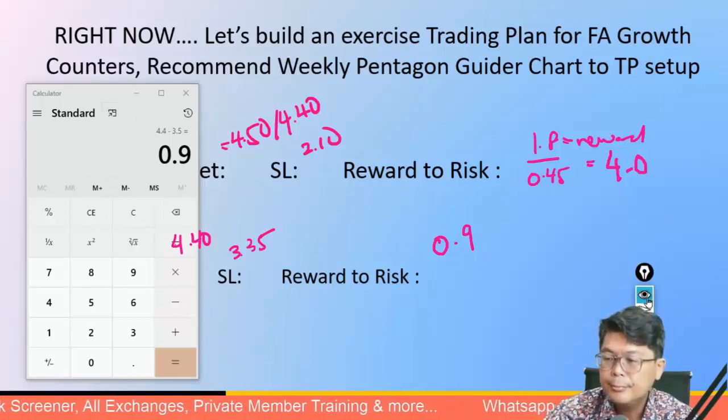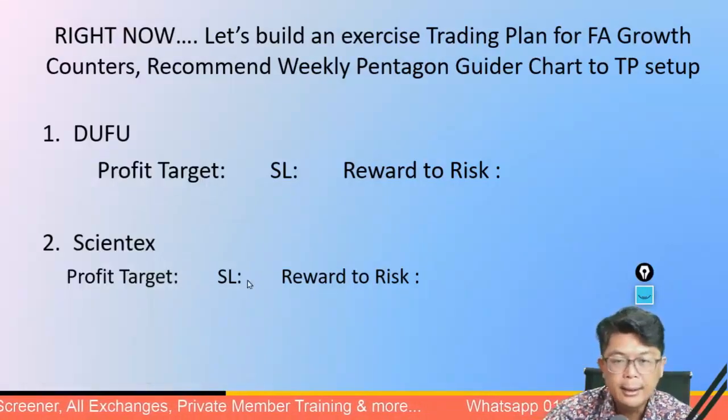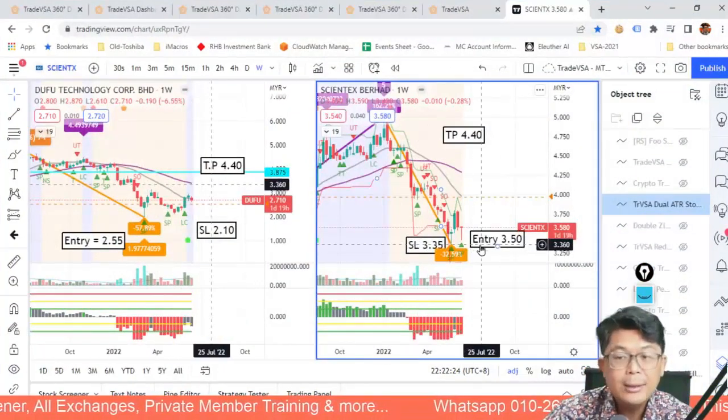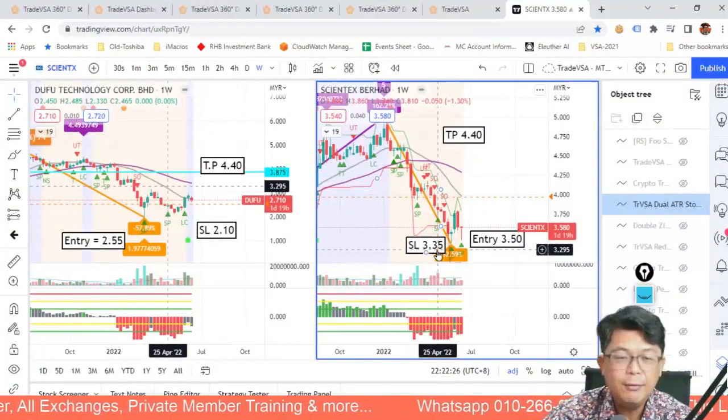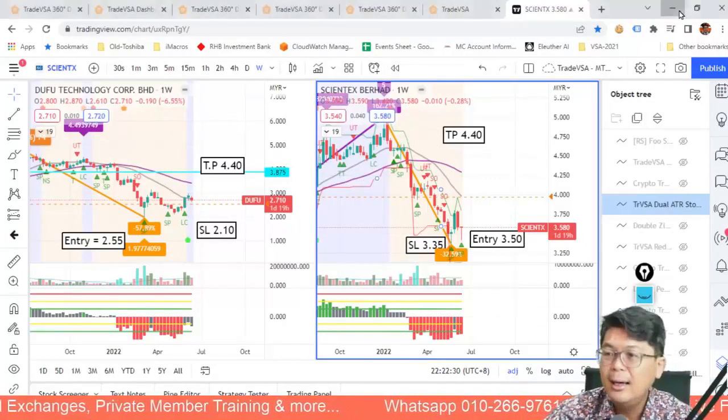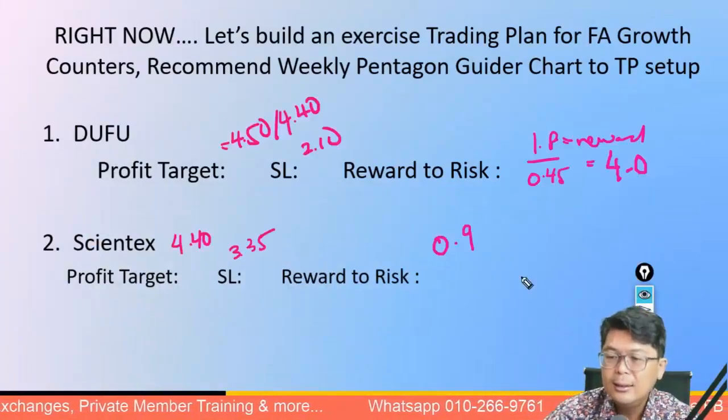Okay, and now we're going to go on to looking at the risk. 350 minus 335, 15 cents. Okay, easy lah. That one easy. Can calculate, right? 15 cents.